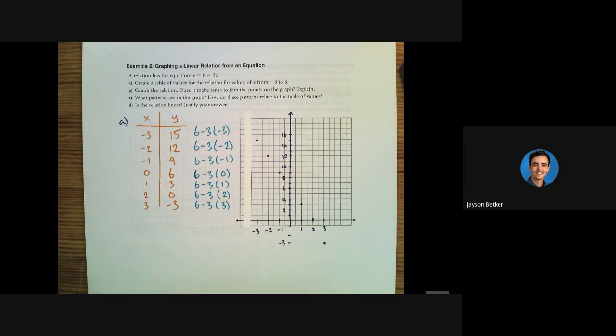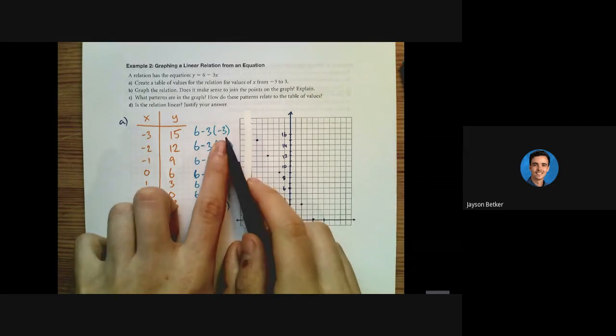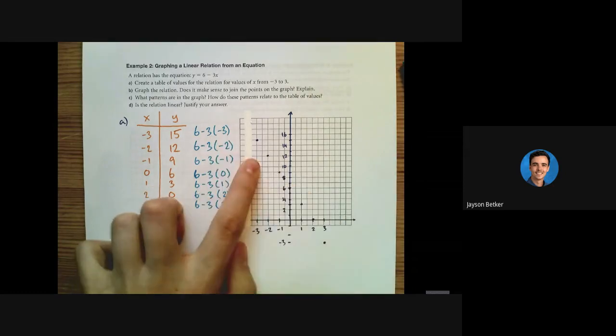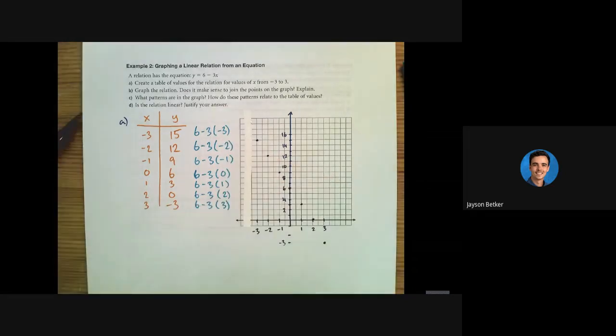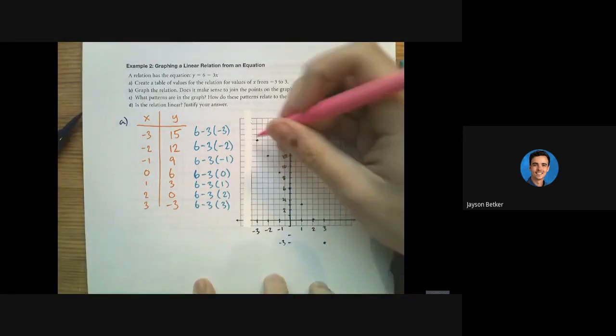Does it make sense to join the points on the graph? In this case, yes, because you can have numbers in between here, right? I could plug in like a negative 2.5, and that would give me some sort of number in between those two, right? So in this case, you actually can connect these numbers.